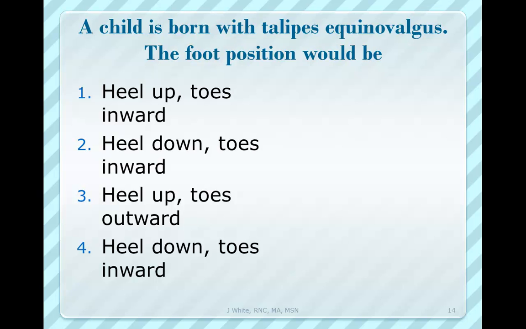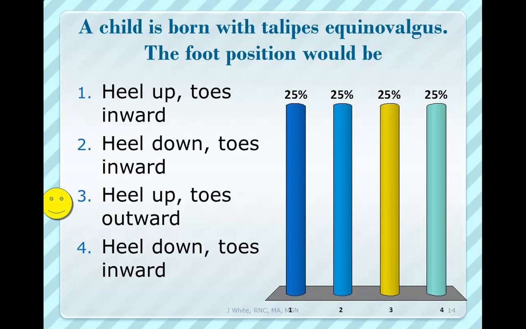Okay, we're not hooked up so that we can do this on your iPads or iTouches, but we're going to go ahead and look at the question and let you think about it. A child is born with talus equinovalgus. The foot position would be, equino means heel up, right, and valgus means toes out. So the right answer is 3, heel up, toes out.